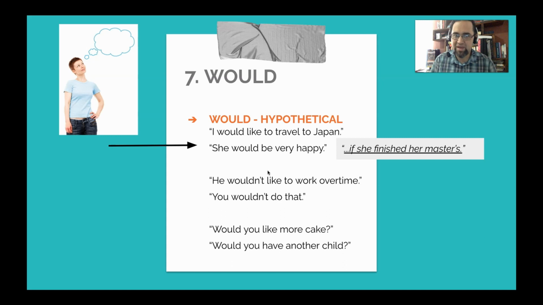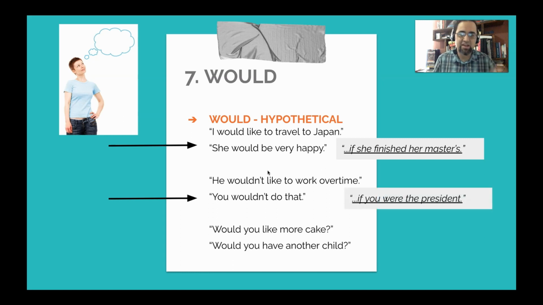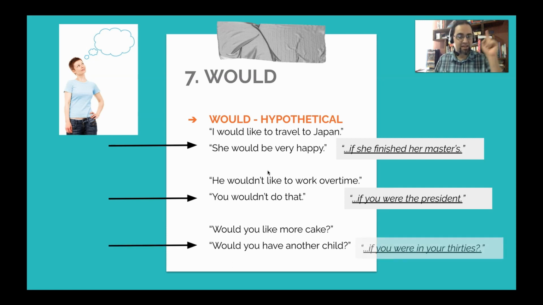If she finished her master's. This is what we call second conditionals. There's also a video specifically for conditionals. Take a look at this one. You wouldn't do that. Sure, that works, but I think we need more context. So as I was saying before, if you were the president, you wouldn't do that. Hypothetically, again, because you're not the president. Would you have another child if you were in your 30s? Let's pretend for a moment we're talking to somebody in her 40s or 50s.